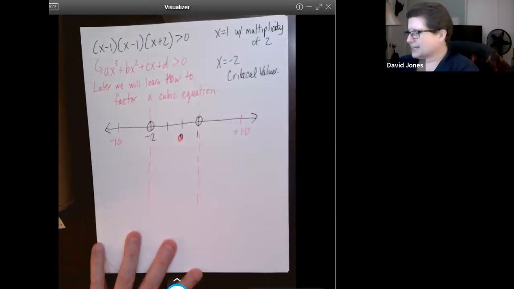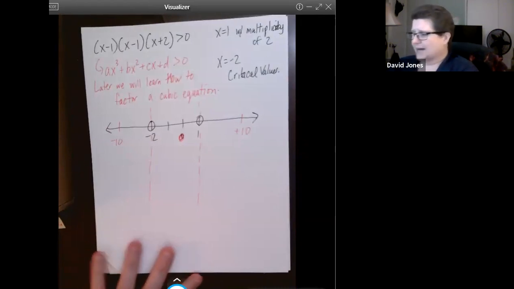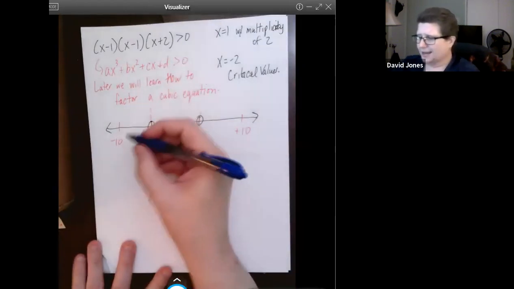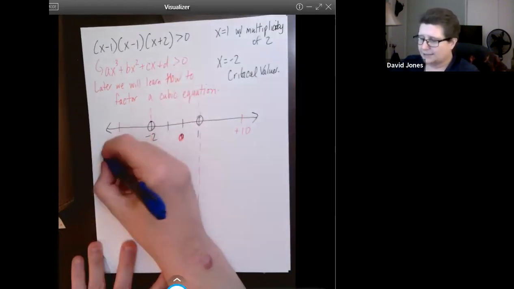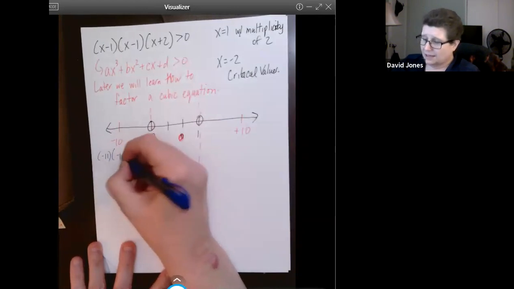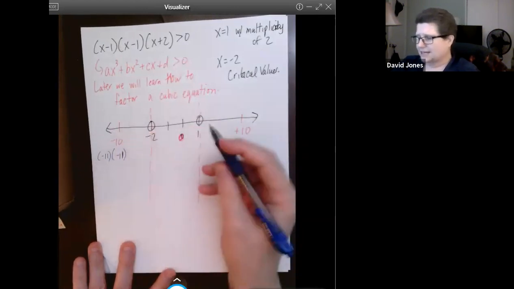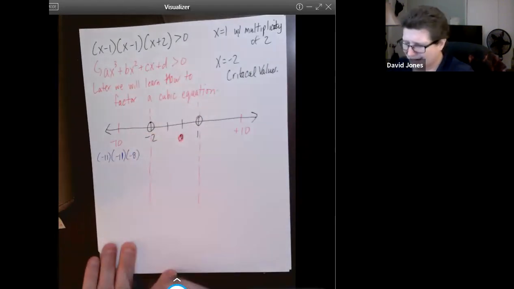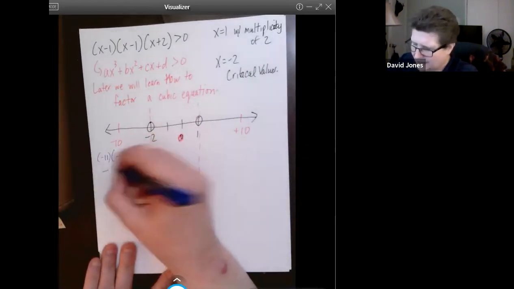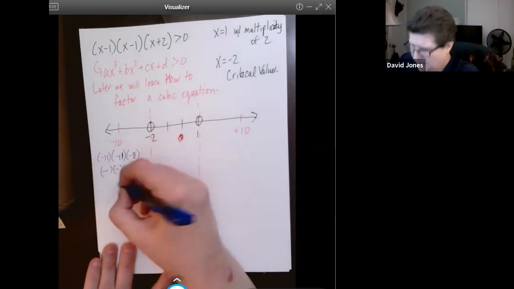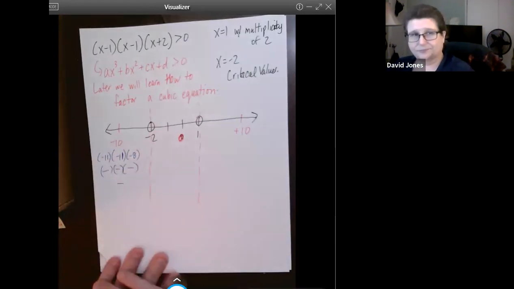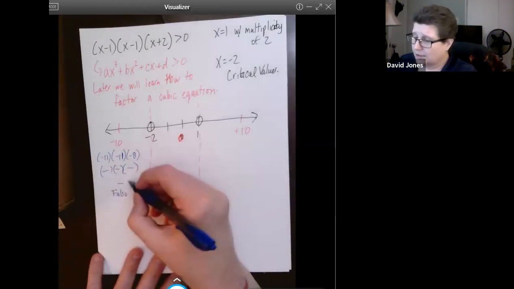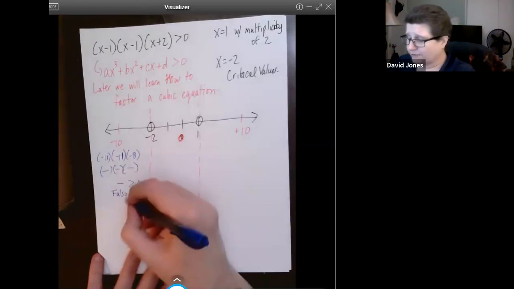And in each case, I'm plugging the value into that factored form. Negative 10 minus 1 is negative 11. Then another negative 11. Negative 10 plus 2 is negative 8. I've got a negative times a negative times a negative. Overall, that's a negative, and that is not greater than 0. Negative values are not greater than 0. False.